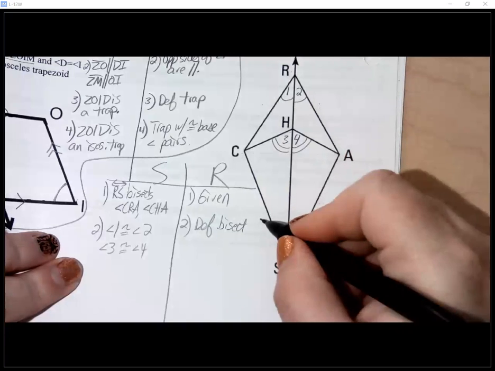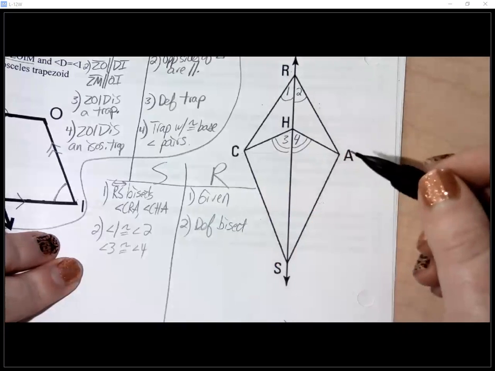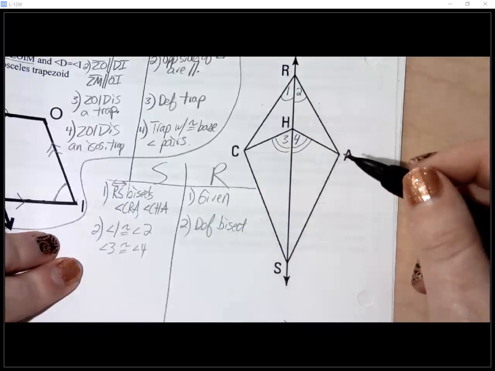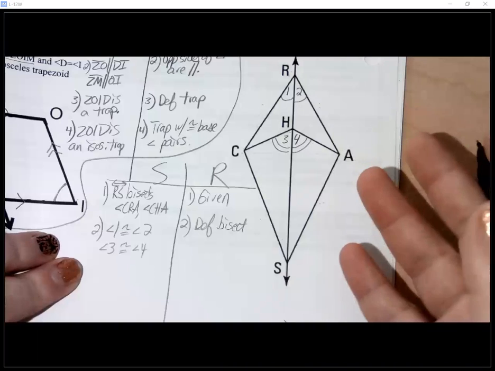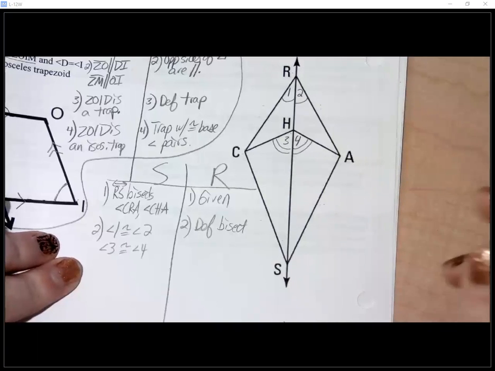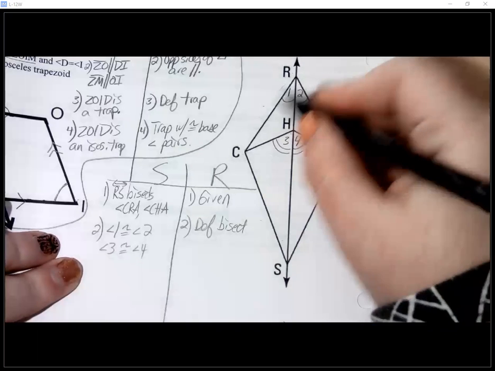Carson? I noticed that the diagonals in the kite are always perpendicular. Is that true? That is true. But you have to know that it's a kite first, right? I don't know that this thing is a kite yet. So let's see, what can I do? Anybody have any thoughts? Let's focus on getting these two sides the same.